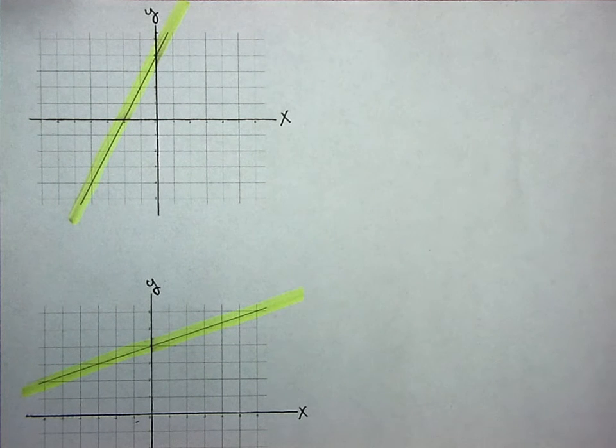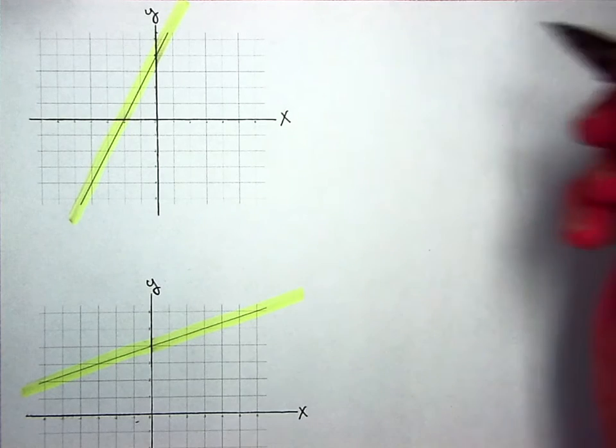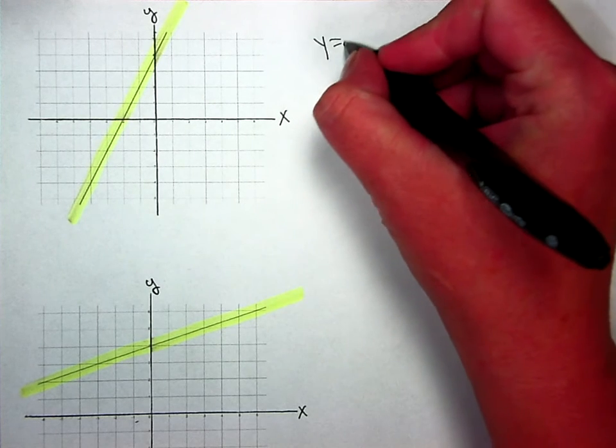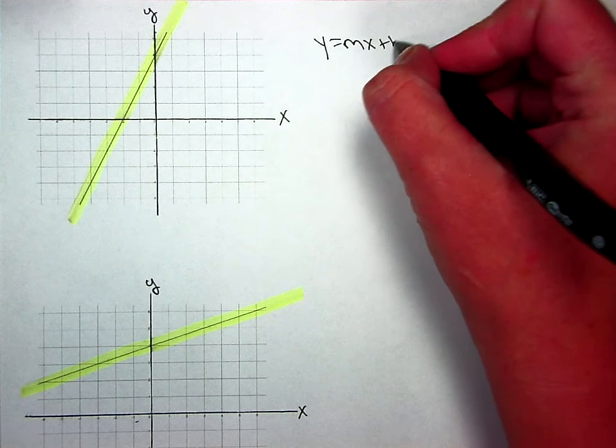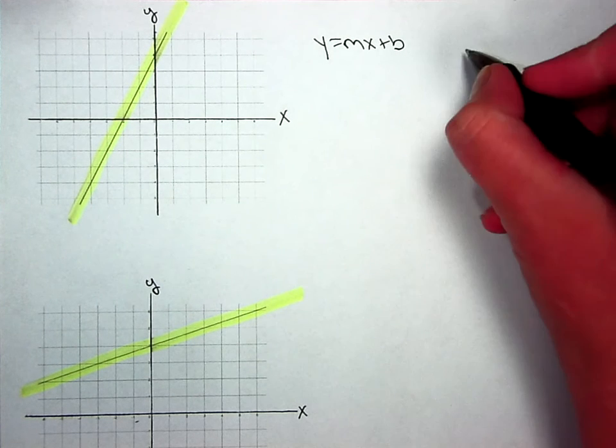I've had a couple people indicate that they were having trouble from Algebra 1 and they needed some help writing the equation of a line from a graph. And so y equals mx plus b is how you would start it off.